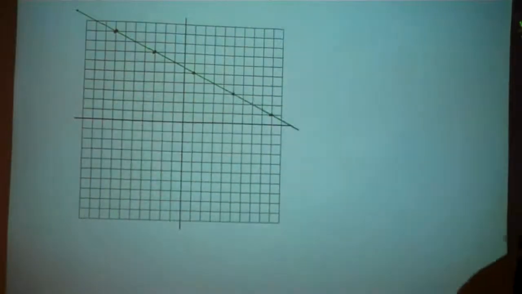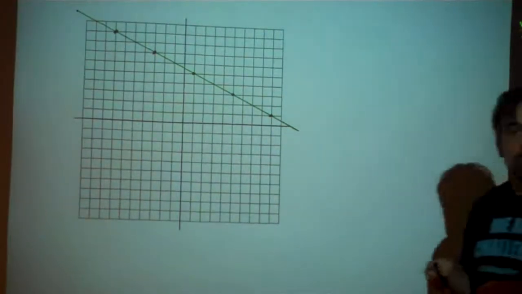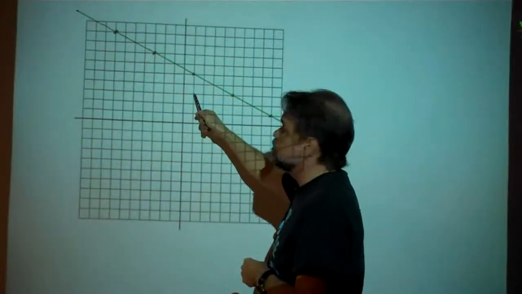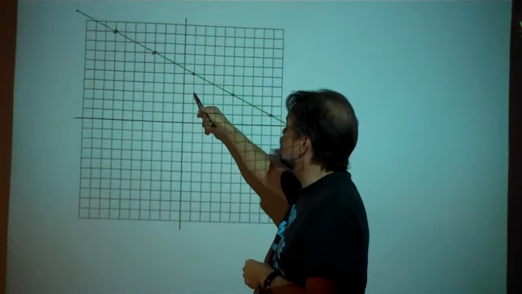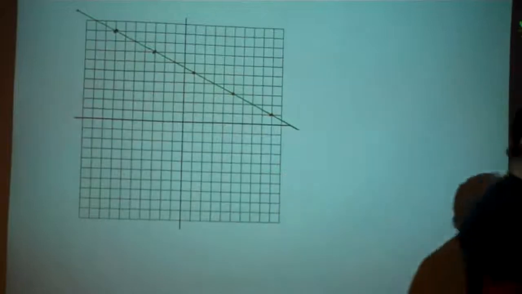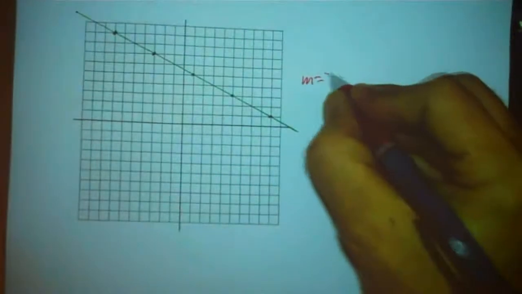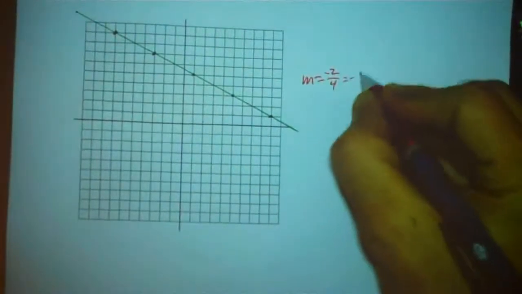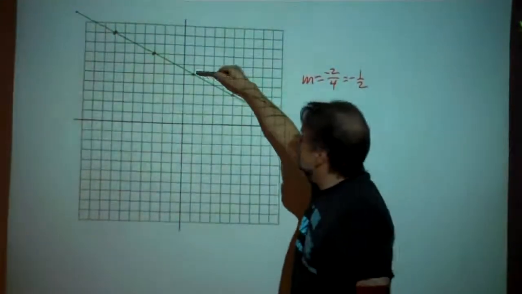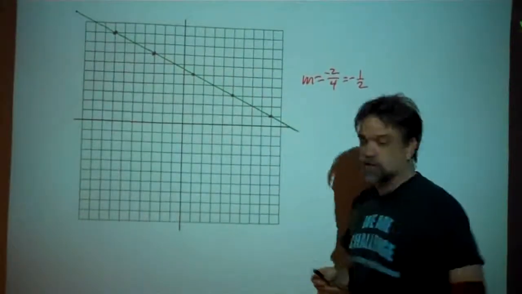Well, one thing I can do is find the slope. To go from this point to this point, my y is decreasing by 2, so my change in y is negative 2, and my x is increasing by 4, so my change in x is 4. So that means the slope is negative 2 over 4, and that's just negative 1/2. And sure enough, I can see that as it goes down 1, it goes over 2, down 1, over 2, down 1, over 2. Yeah, so a slope of negative 1/2 seems to work pretty well.